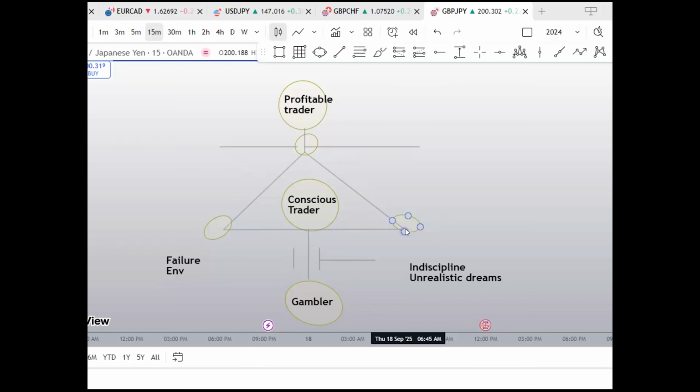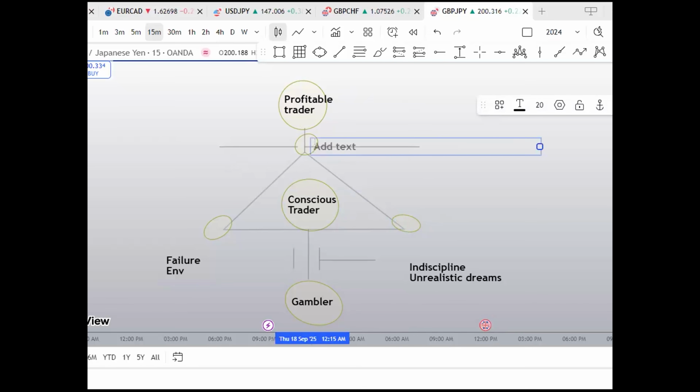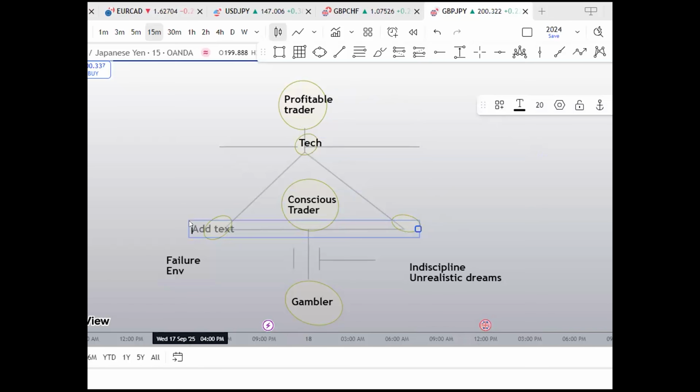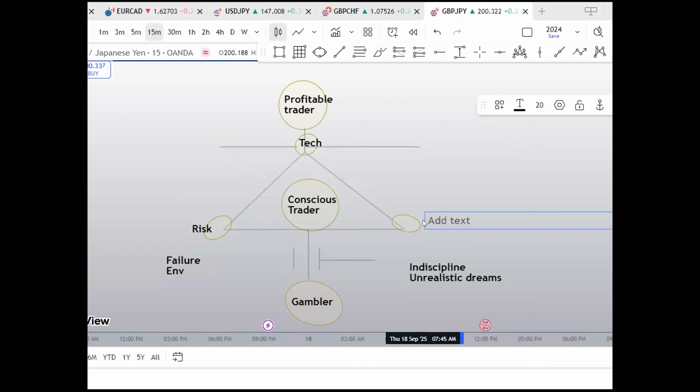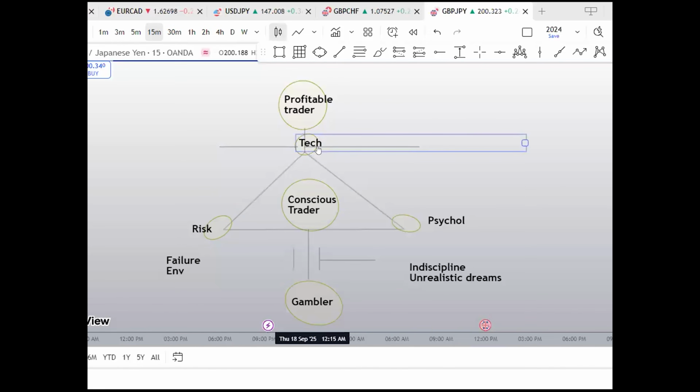Now, at this point, what happens is that you are taught things like technical analysis. You are taught things like risk management. You see, this is where the conscious trader begins. This is where the journey actually begins. And now you are taught things like psychology. I think we've had classes on psychology earlier, on how trading doesn't just rely only on technical analysis. I used to do technical analysis a lot.